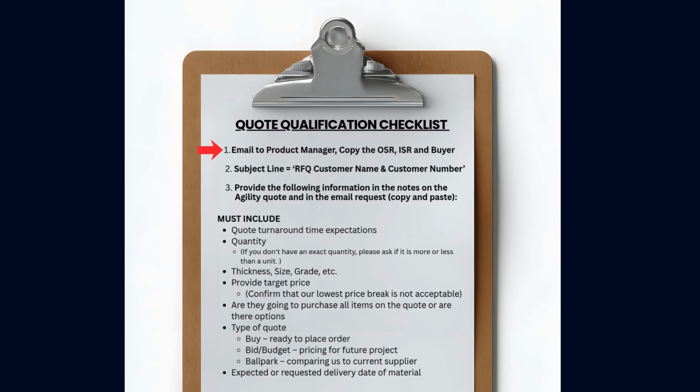It's important to include the right people in the email for the quote request. So in addition to the product manager, you're also going to want to include the purchasing manager for that product category, along with the outside sales representative. In the subject line, make sure you've got the customer's name and account number. And if you've entered a quote in Agility and sent it to yourself via email, if you forward it, it'll already have the customer name and quote number in it. You'll just need to add the customer number to it.